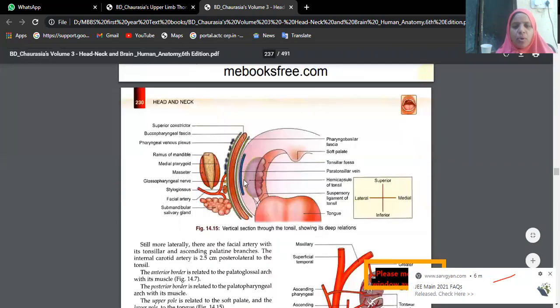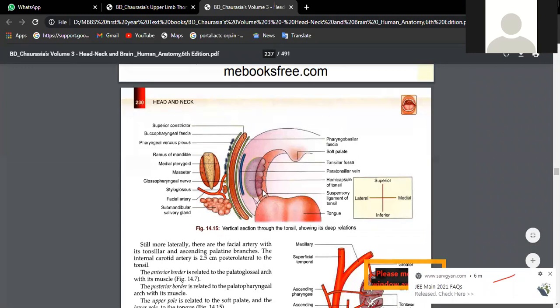There is one more picture which also shows completely the oropharynx. You can see this is the tonsil, the oral surface of the tonsil, where you have these crypts. These are the structures what we see in the bed of the tonsil. Paratonsillar vein you are finding, pharyngobasilar fascia, superior constrictor muscle, buccopharyngeal fascia. Then you are finding facial artery, styloglossus muscle, glossopharyngeal nerve, and so much of venous plexus, that is the pharyngeal venous plexus. Lower down we also find submandibular salivary gland.